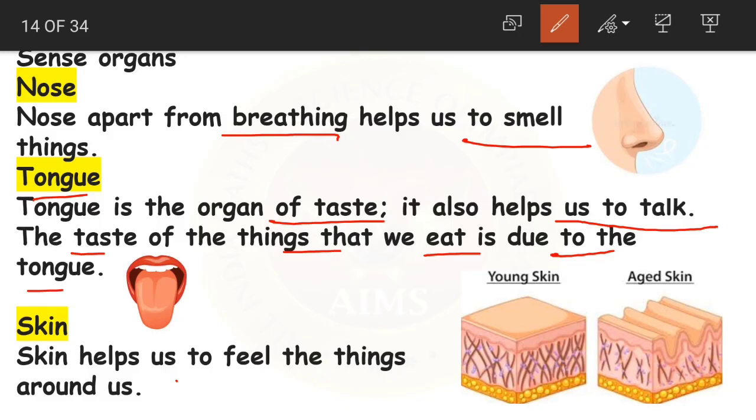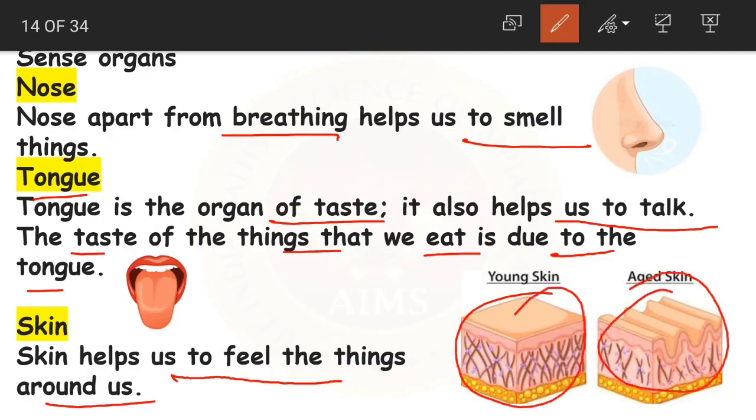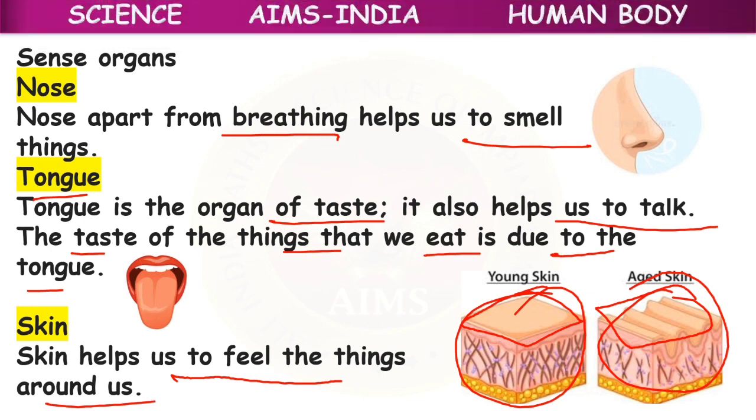Another one, the last one, is the skin. Skin helps us to feel the things around us. The skin on the body, as you can see here in the picture, is young skin, without any folds. That is aged skin. If a person is aged, then his skin starts getting folded. This skin helps us to feel the things around us. Clear? So these are all the sense organs.